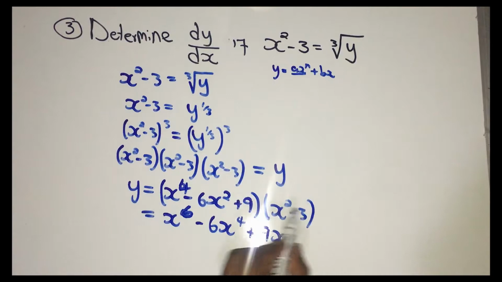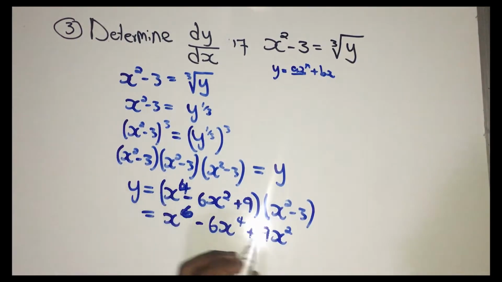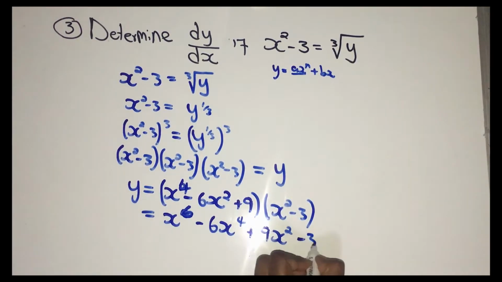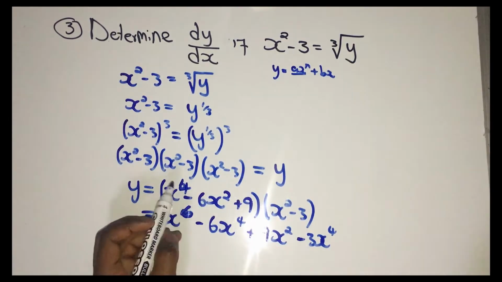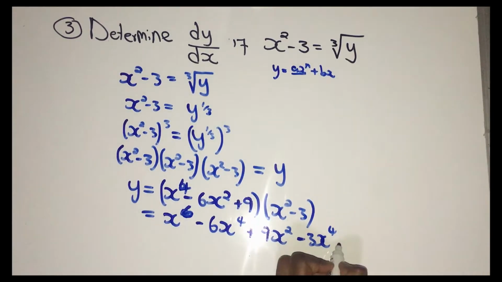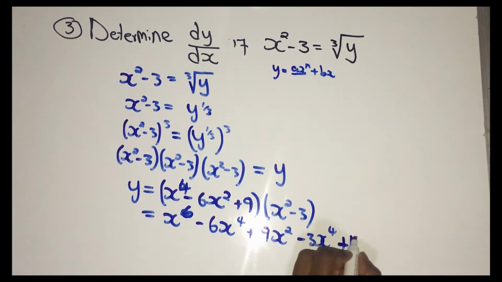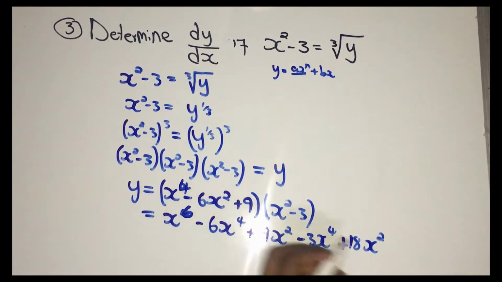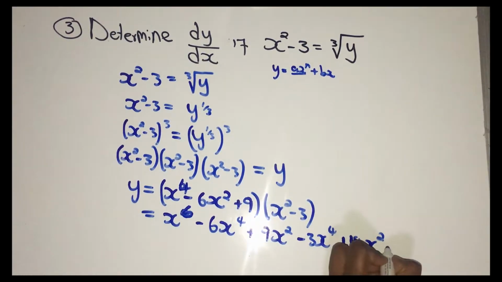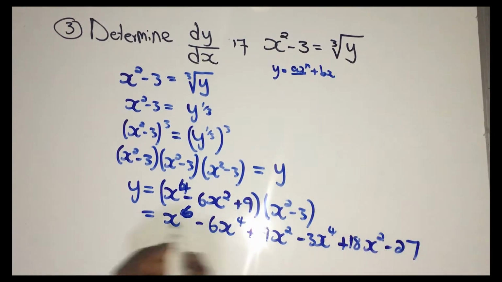And then we multiply the 3 now. So 3 into x to the 4, that becomes minus 3x to the 4. And then 3 multiplied by minus 6x squared, since it was minus, it's going to be positive 18x squared. And then 3 by 9, that becomes minus 27. So we can add our like terms.